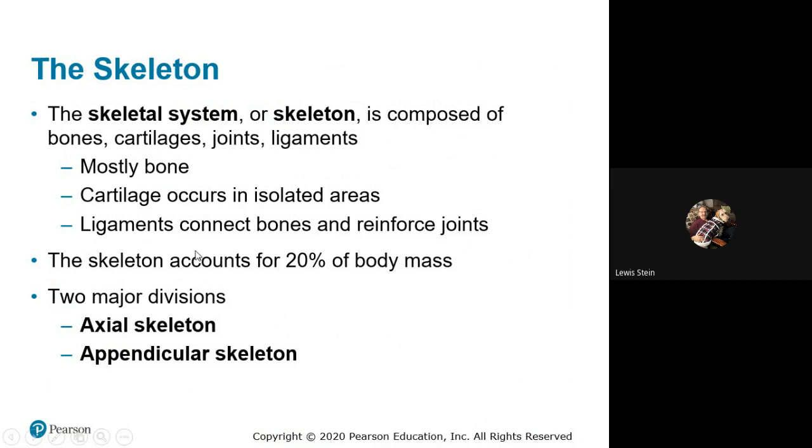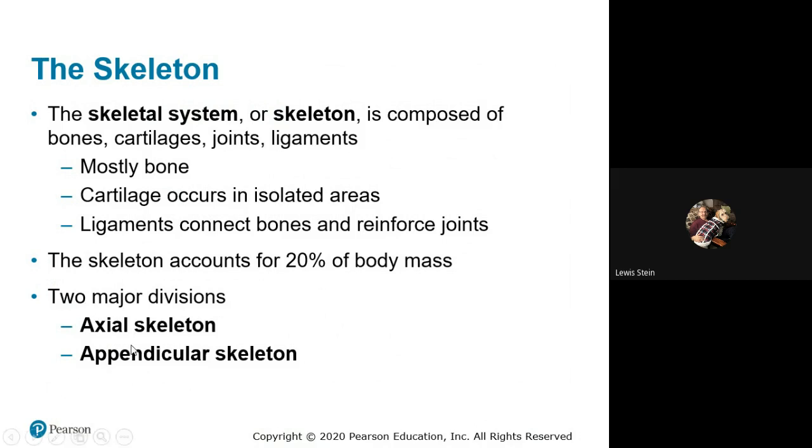When we look at the joint aspect, we'll look more closely at cartilage and at ligaments. Ligament is a commonly used term. The most common usage of the term is how bones are held together. They are held together with ligaments. So it's a fair amount of your body mass. Your muscles are by far and away the most.